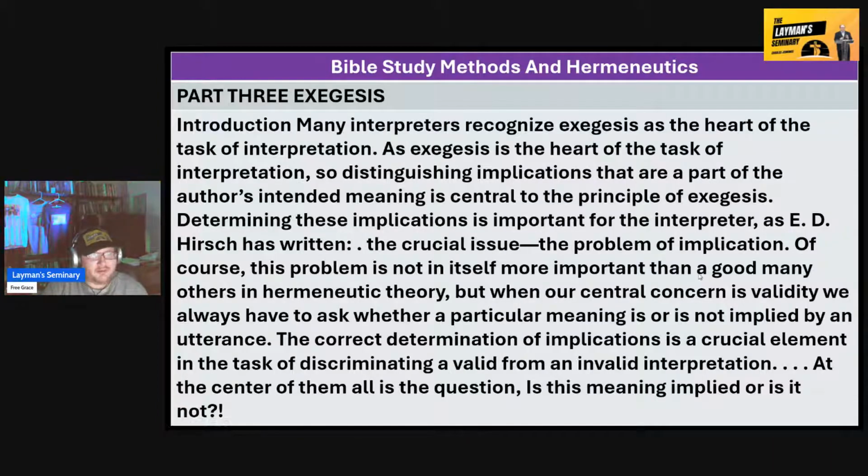So here we go. Part 3, Exegesis. Introduction. Many interpreters recognize exegesis as the heart of the task of interpretation. As exegesis is the heart of the task of interpretation, so distinguishing implications that are part of the author's intended meaning is central to the principle of exegesis. Determining these implications is important for the interpreter, as E.D. Hirsch has written. The crucial issue, the problem of implication.